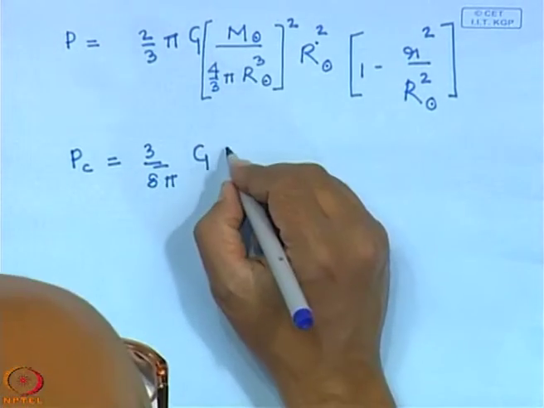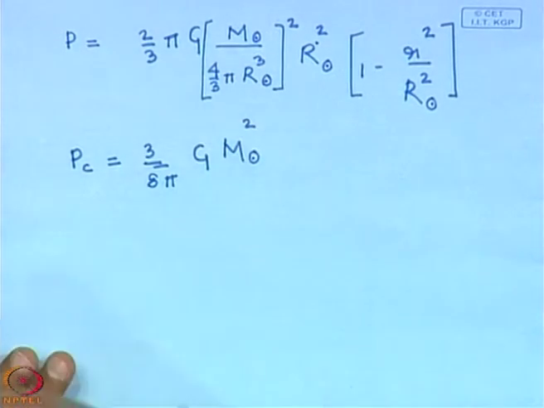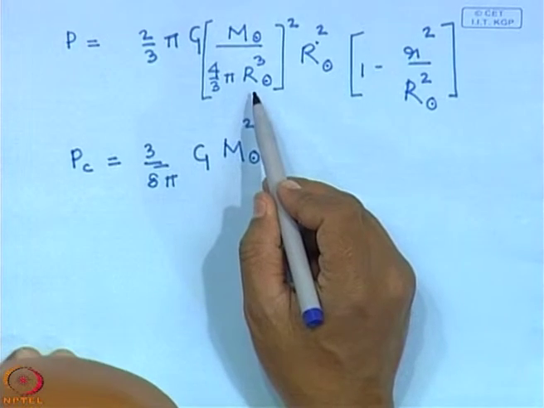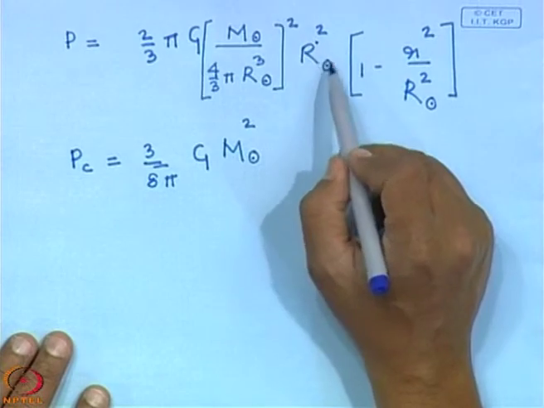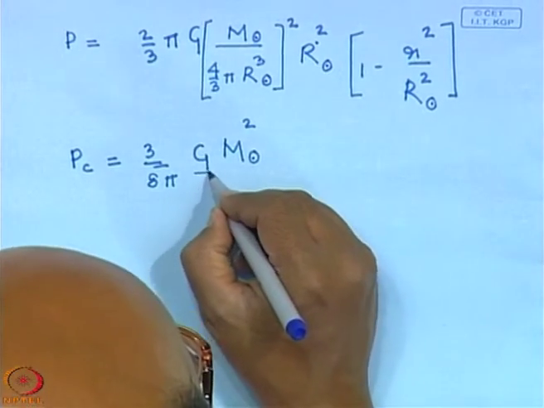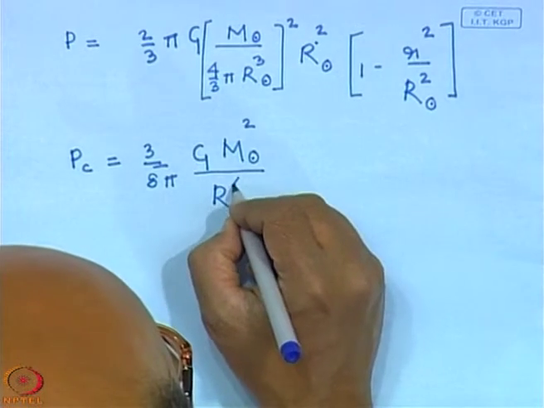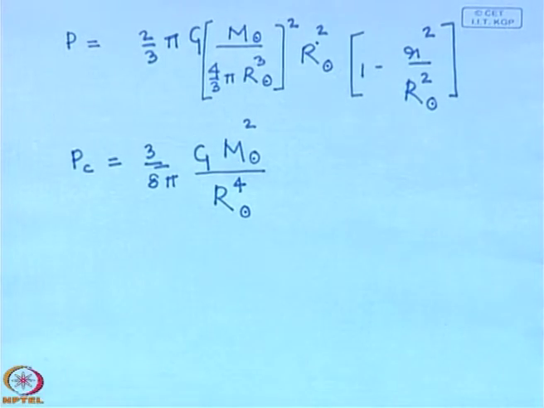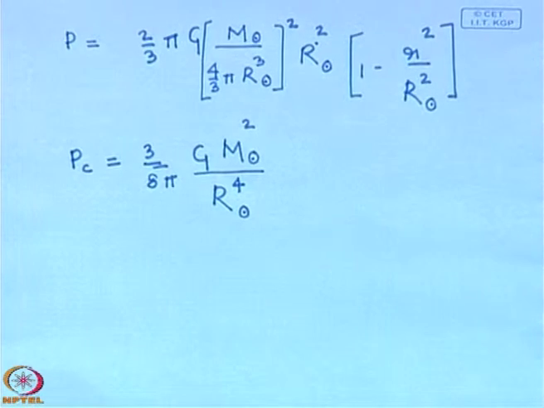M squared, the mass of the sun squared, by R to the power of, so here we have R to the power of 6, the radius of the sun, and here we have the radius of the sun squared. So, this is R sun to the power of 4. That is the pressure at the core of the sun, using this simple approximation, the assumption that the density is constant throughout.